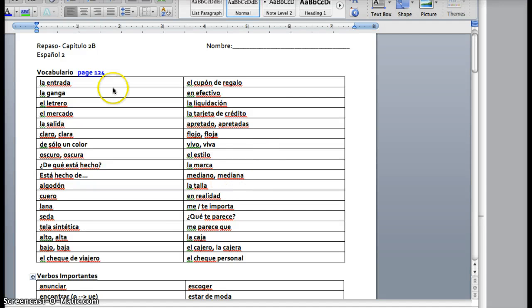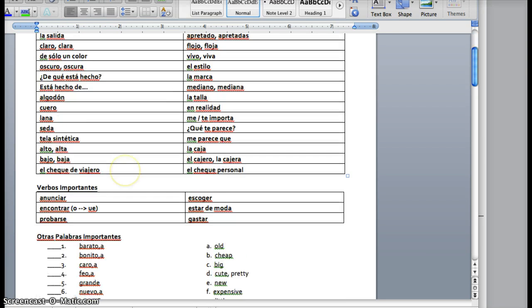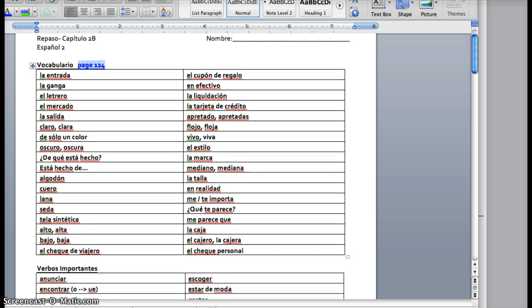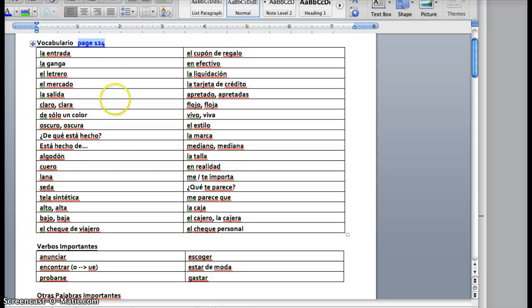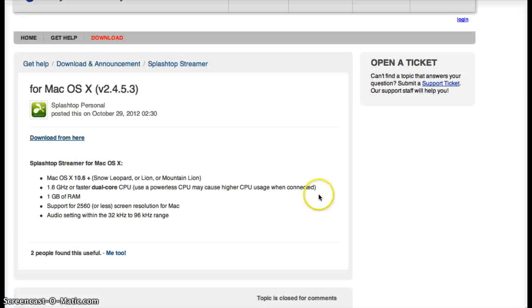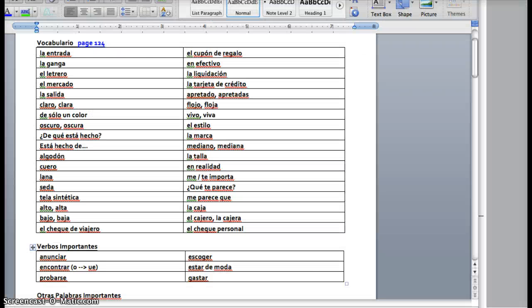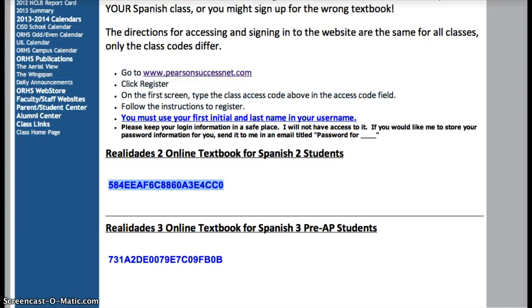Alright, so we're doing the review for Chapter 2B here. You can find all this vocabulary on page 124. I will not be telling you the answers because you can find it there. If you don't have your textbook at home with you, which you probably don't, you can go to the school's website, wrong page, right here.